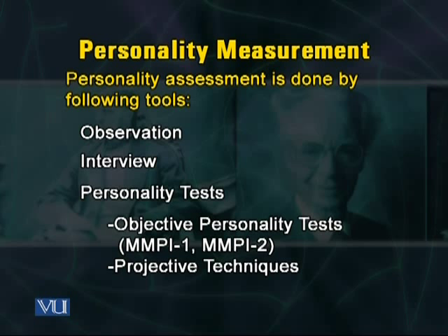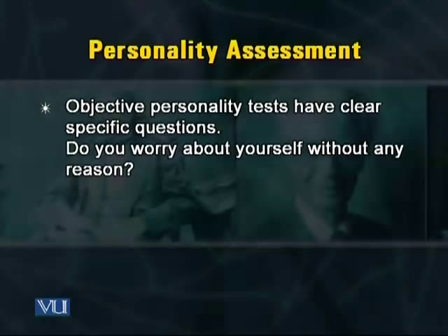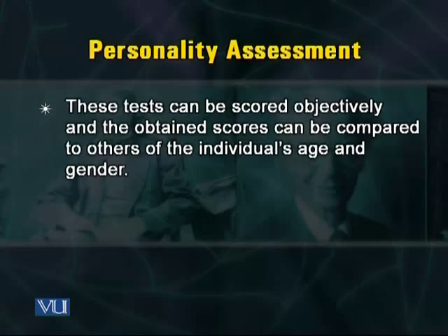So let us see what do we mean by objective personality tests. Objective personality tests have clear specific questions. For example, if there is a question like, do you worry about yourself without any reason? The answer to this question can be in form of yes, no, true, false, multiple choice. These tests can be scored objectively and the obtained scores can be compared to others of the individual's age and genders. So, we are talking about objective tests. Humne kaha objective personality tests wo hain which have a clear definite question in front of you.